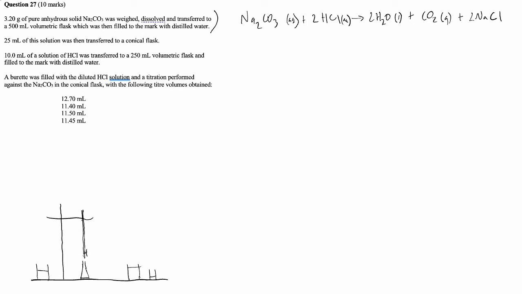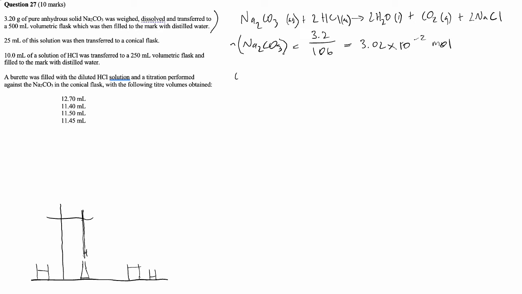Let's work that out. We're going to need a number of moles. Titrations, like I said, are all about the moles. Let's find out how many moles we have. n(Na2CO3) is equal to our mass, 3.2 grams, over the molar mass of sodium carbonate, which is 106. That gives us 3.02 times 10^-2 moles.